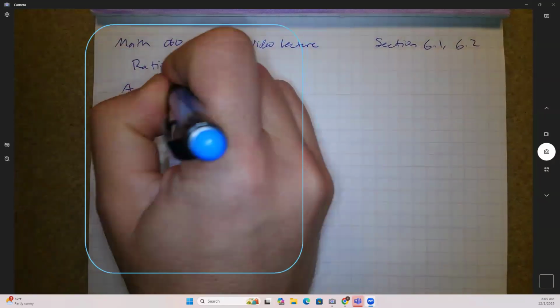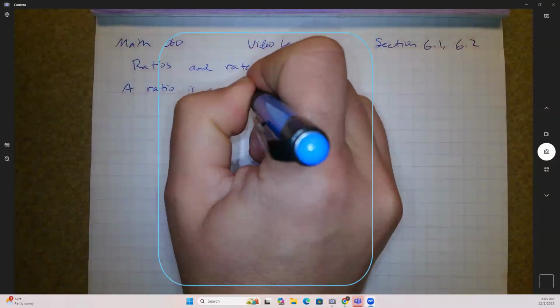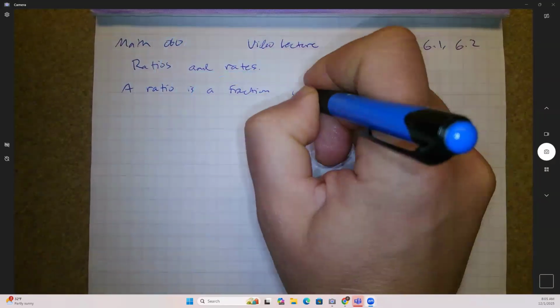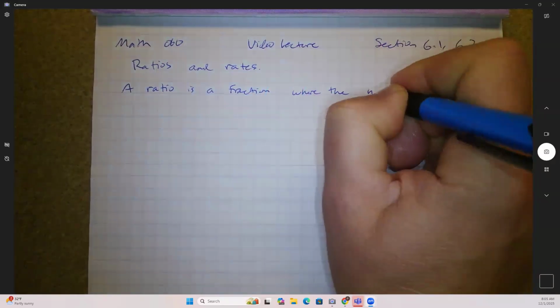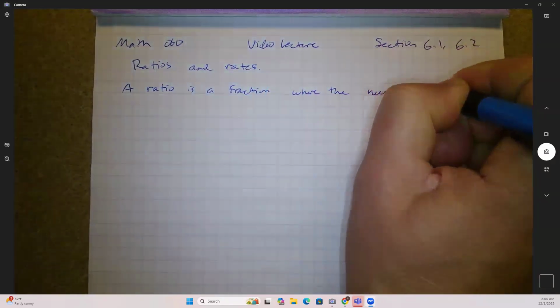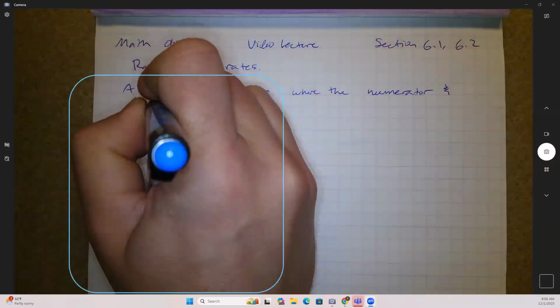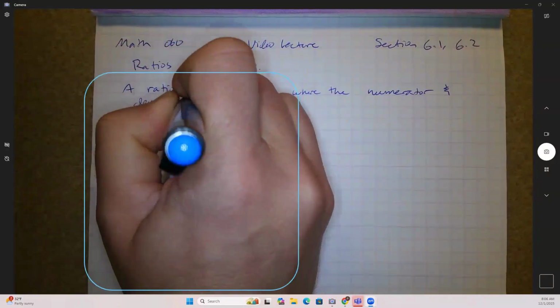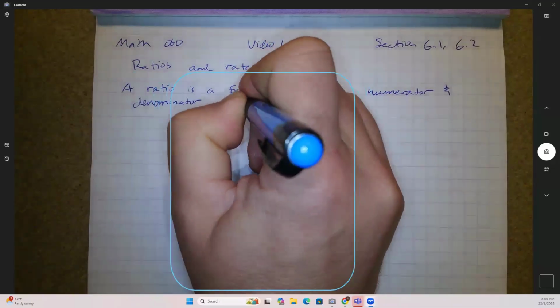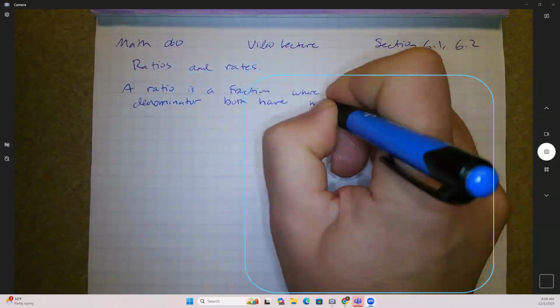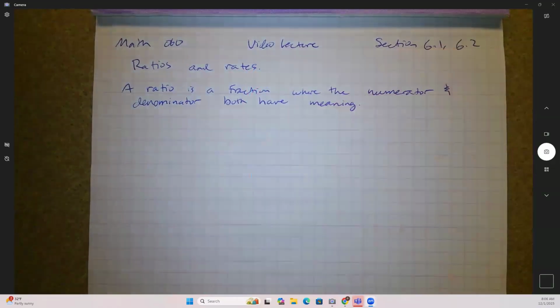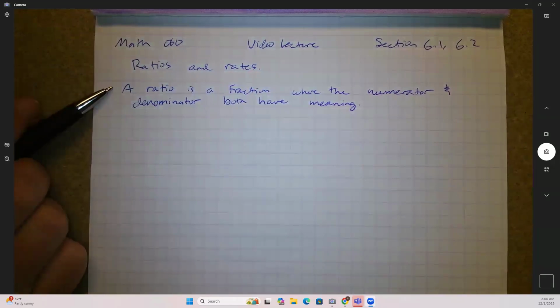So a ratio is a fraction where the numerator, the top, and the denominator both have meaning. They're not just numbers. It's not just a number 7/2 or whatever. The 7 has a meaning and the 2 has a meaning. So basically what we're doing is taking mathematical ideas and applying them to real situations.